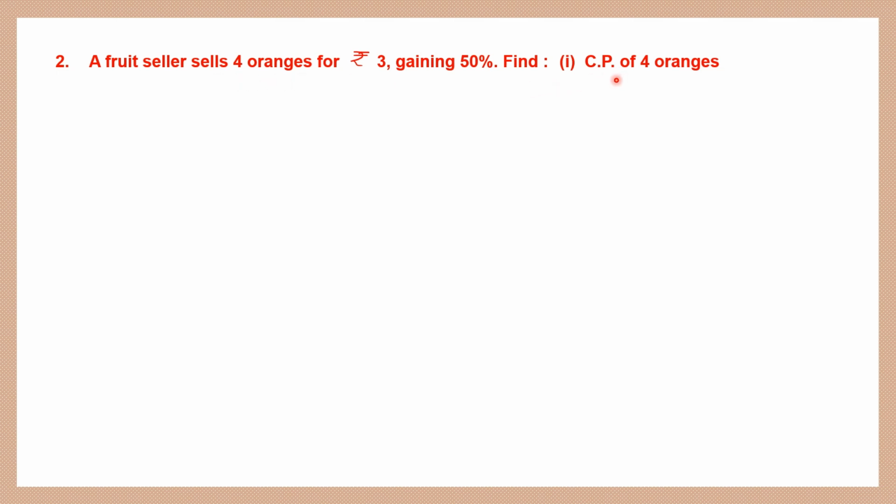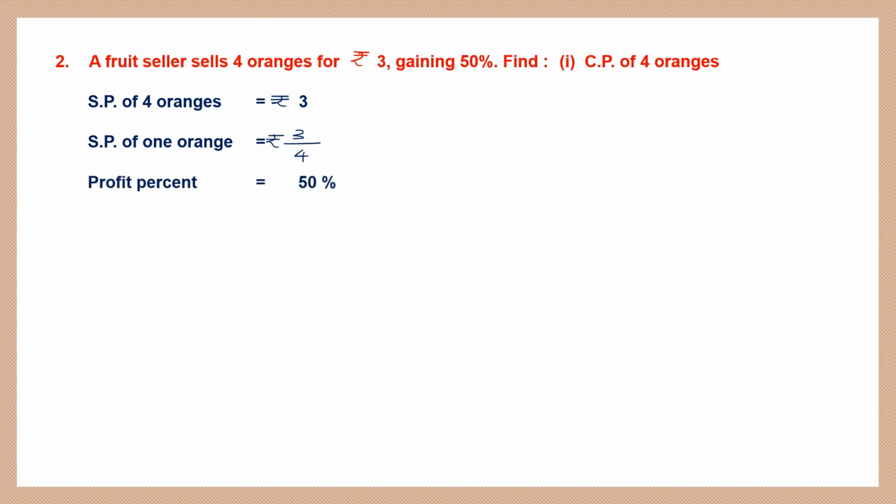Now to find the cost price when gain percent and selling price are given, there is a particular formula. But we need to find the selling price of 1 orange before that. So let's begin by saying the selling price of 4 oranges is given to us. That means we can find the selling price of 1 orange. That will be 3 rupees divided by 4. So this is 3/4 of a rupee. This is the selling price of 1 orange, and we've also been given the profit percent.